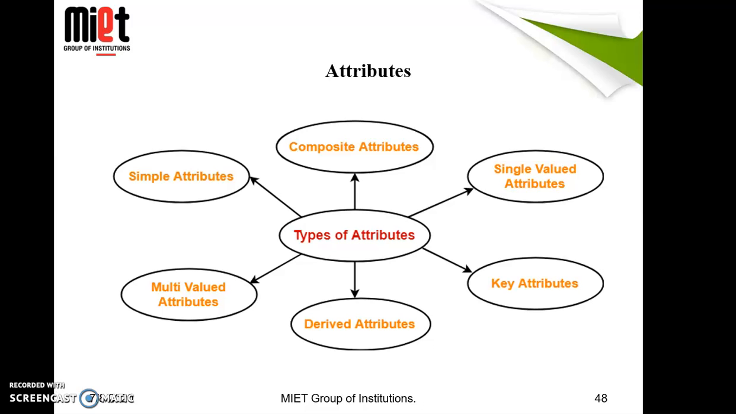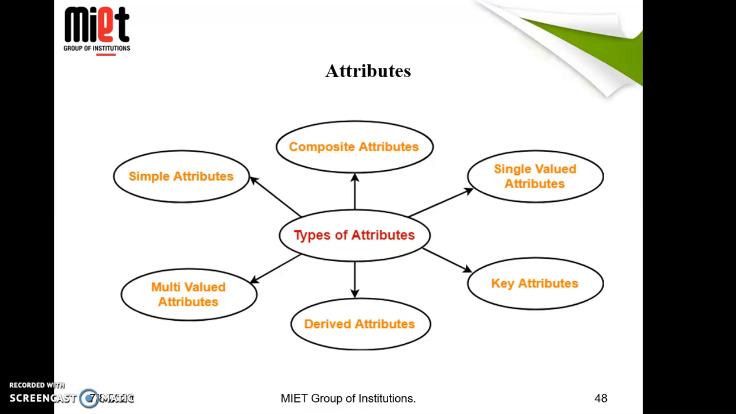Next is single valued attribute. A single valued attribute is one that holds a single value for a single entity. For example, there can be only a single value for a date of birth. One employee cannot have two dates of birth. So that is a single value. Single valued is basically the same as simple attribute, so there is no difference.